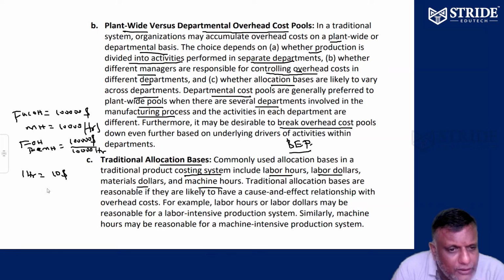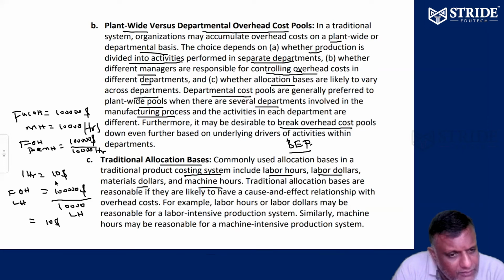Similarly, we can use labor hours. The factory overhead based on labor hours: the same numerator, $100,000, and 10,000 labor hours involved. So factory overhead based on labor hour is the same, $10. Factory overhead based on machine hour is $10, and based on labor hours is $10. The denominator is labor hour here, machine hour there. That's it.